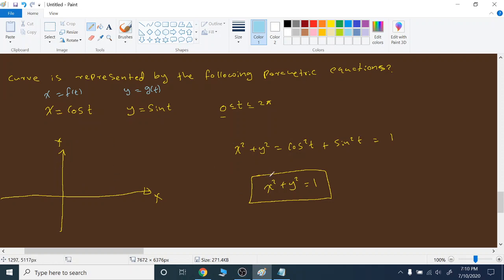Now although this equation represents a circle, whether it forms a complete circle or not is decided by the values of t. I mean the starting value and the end value of t, right? So to get a better understanding, let's try to plot the graph.